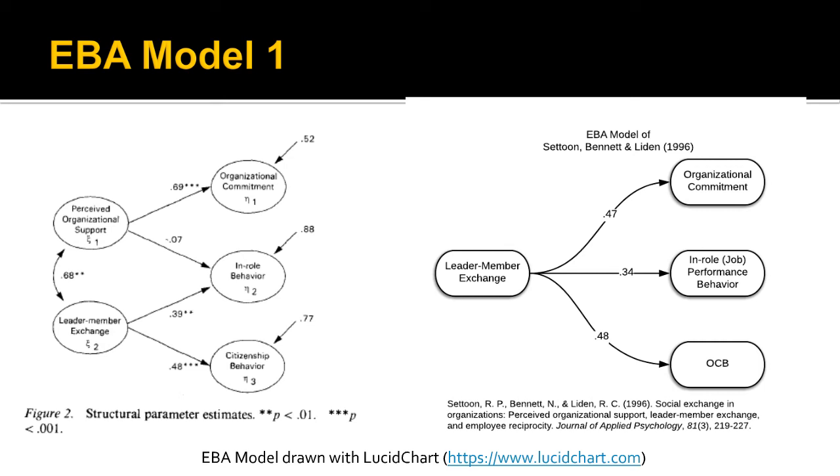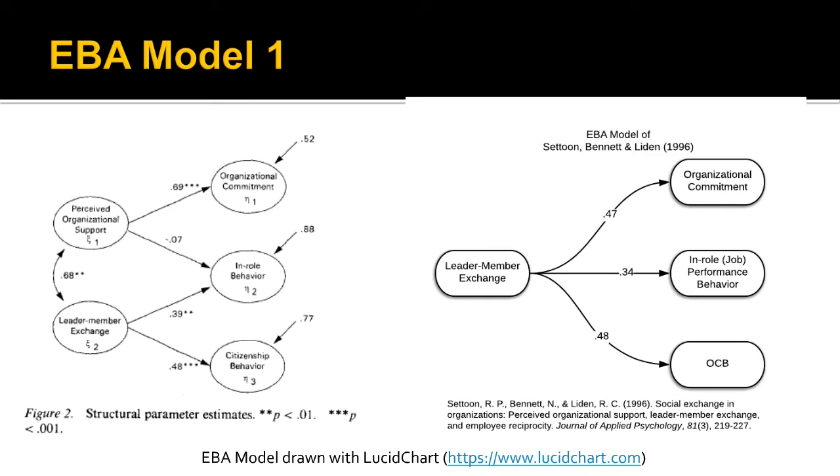Let's look at how we transform the original model proposed by Settoon, Bennett, and Liden in 1996 into the EBA model on the right. First, we eliminate the redundant factor of perceived organizational support, which is a synonym for LMX, as shown by the double-headed arrows. Next, we start with the one factor that has only a direct link that was substantive, the link between LMX and citizenship behavior, or OCB.